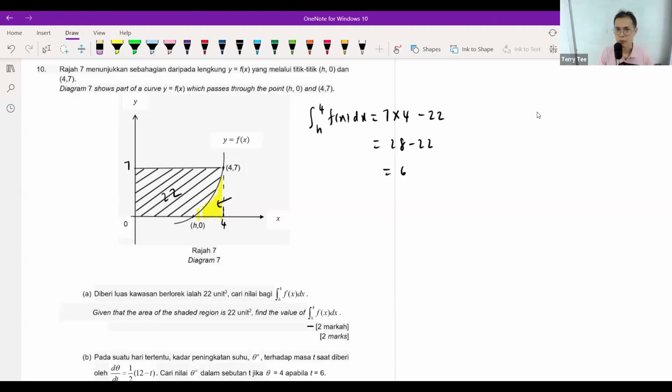Okay, actually, you don't write unit because the question only asks for the integration of this. Yeah, don't need to write the unit. Answer is just 6. All right, let's move on to part B.